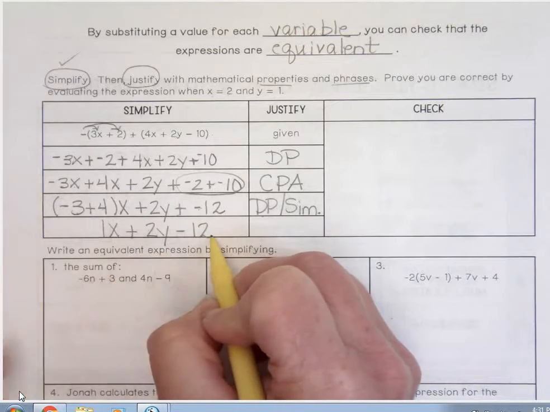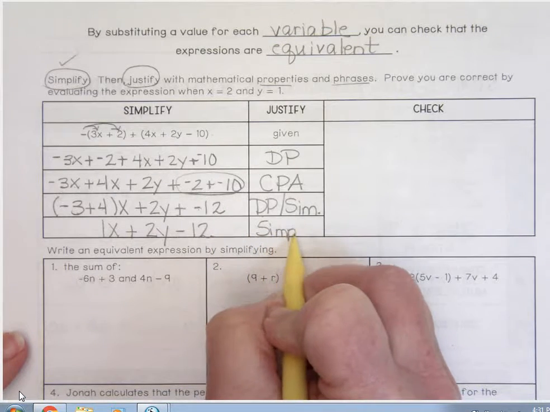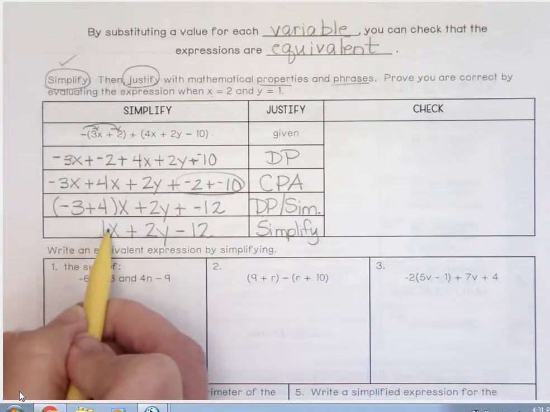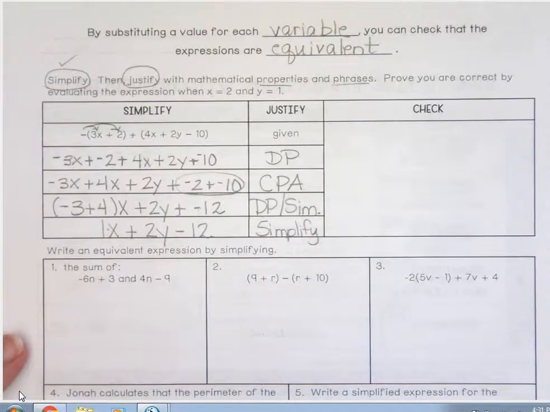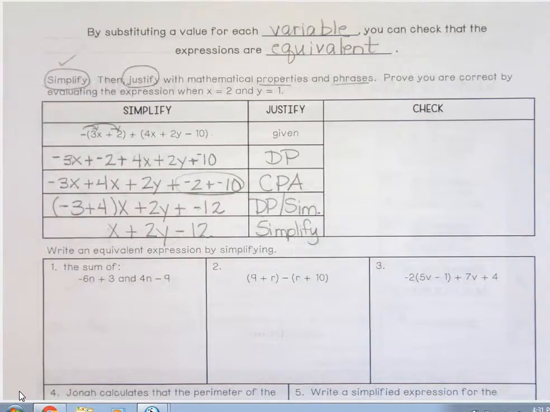I could say I'm finished, but there's one thing that I have that I don't need. And that would be the understood one in front of my variable. So I'm going to eliminate that. And your final answer would be x plus 2y minus 12.